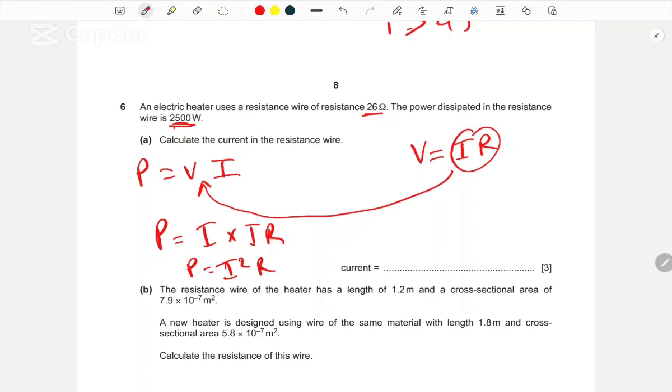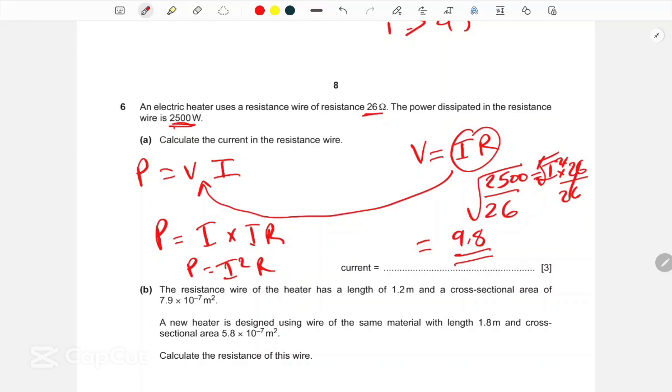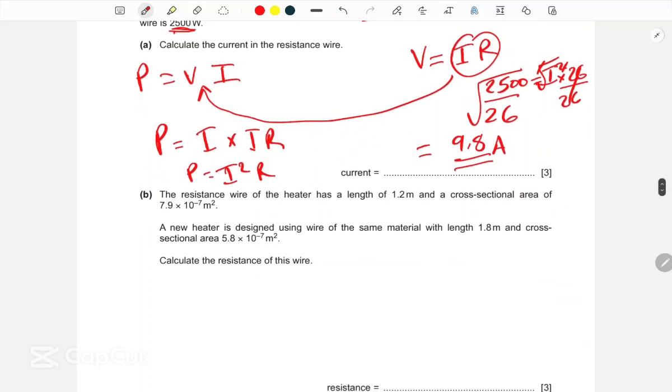Now we just input the values. So power is 2500, which equals I squared times 26. So divide both sides by 26, and then square root both sides. And then our I is going to be approximately 9.8. So that's the current, 9.8 amps.